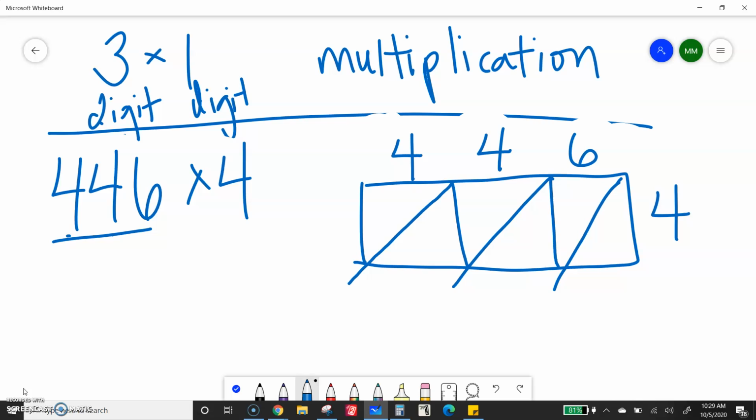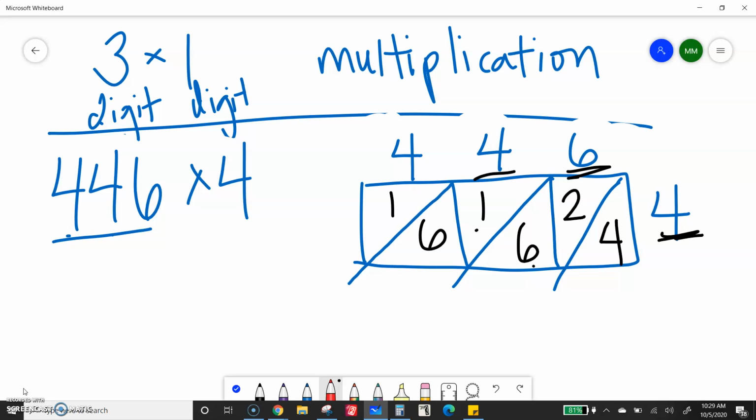So I still do 6 times 4. I put the 10s and the 1s. 4 times 4 is 16, so I put the 10s and the 1s again in each half. And then 4 times 4 is 16 again. So I don't have to worry about the zeros in this one. That's the main difference with the last one.